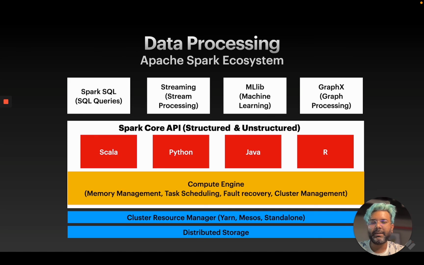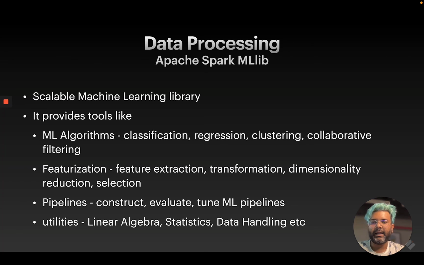And MLlib is the machine learning library that Spark offers, and it's a scalable machine learning library, and it provides tools, for example, ML algorithms. There are a lot of common algorithms that are implemented and exposed as APIs. So your classification, regression, clustering, some of the most common algorithms are already there. There's featurization, wherein feature extraction, transformation, and dimensionality reduction operations are present.